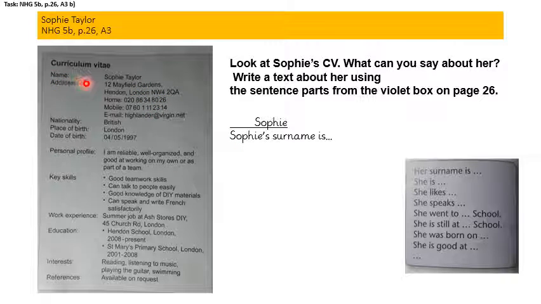Now, if you look at name, you will see that here she's got two names, Sophie and Taylor. Now, Sophie is her first name or Christian name, and surname is Taylor. So you write Sophie's surname is, surprise, Taylor. And now here you've got the heading address. So sentence-wise, you would write Sophie lives at 12 Mayfield Gardens in Hendon, which is in London, northwest.